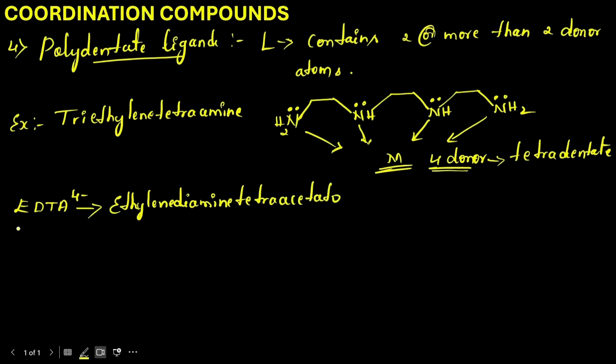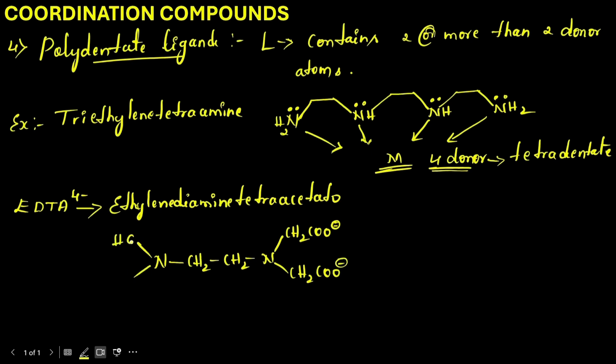Okay, this is the name of the ligand. If you write the structure of EDTA4 minus, here nitrogen, CH2, nitrogen, and here CH2COO minus, and here CH2COO minus, here CH2COO minus, here also CH2COO minus.